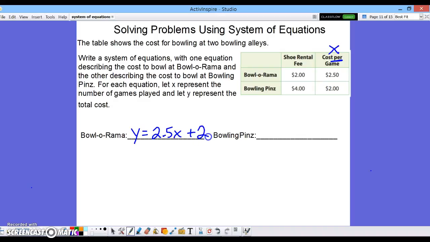So plus $2. For Bowling Pins, y equals, okay, this time we have a cost per game of $2, so 2x, and a shoe rental fee of 4, so plus 4. Now before I go any further, I just want to notice some similarities and differences between the two equations. Bowl-O-Rama has a larger slope. That means it is steeper, it's increasing at a faster rate. But Bowling Pins has a larger y-intercept, a larger initial value. So you're going to see what that looks like when we graph them.